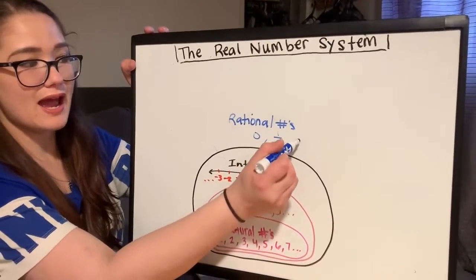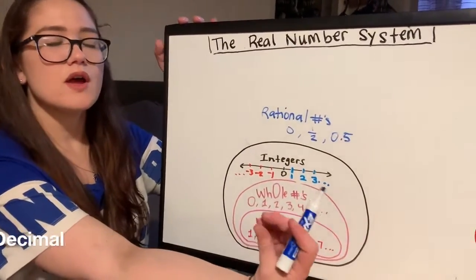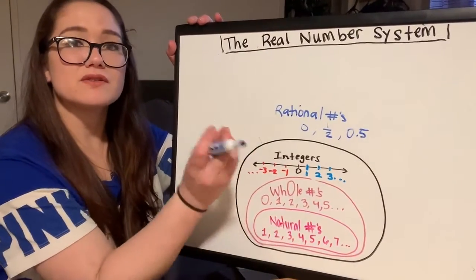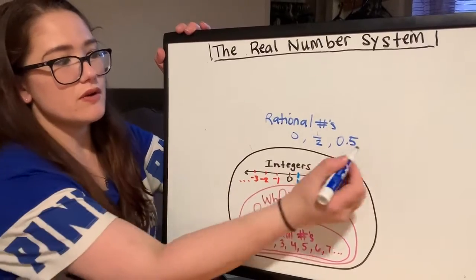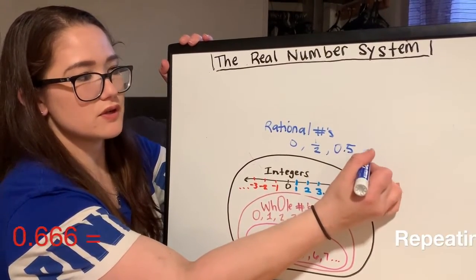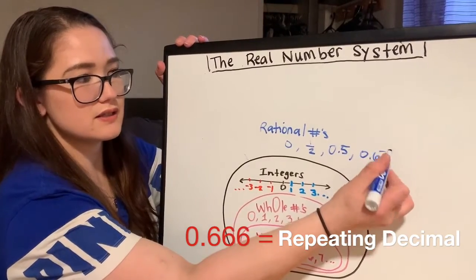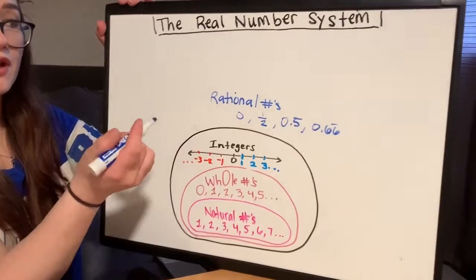We can write a half as 0.5, so the decimals that can be written as fractions are going to be repeating decimals. Any decimals that repeat, so if we have 0.66, that is going to be a rational number.